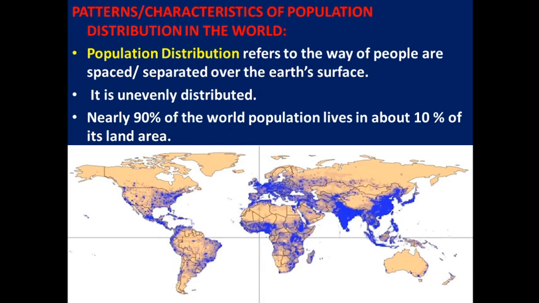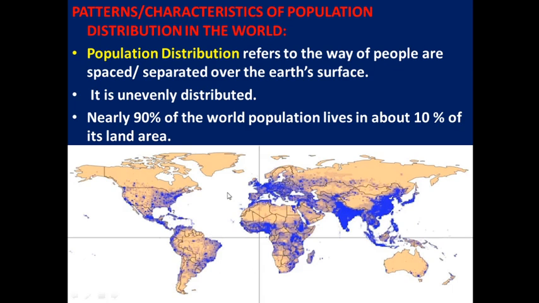First one, the patterns or the characteristics or the features of population distribution of the world. Before studying the characteristics or patterns of world population distribution, we need to know the meaning of population distribution. So population distribution refers to the way people are spaced over the earth's surface, or separated over the earth's surface.